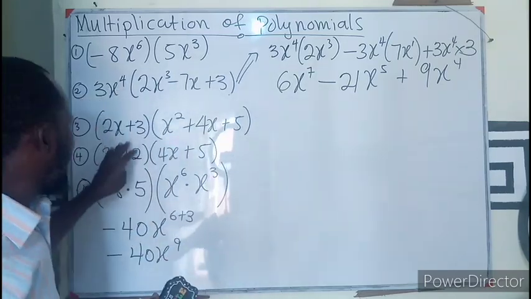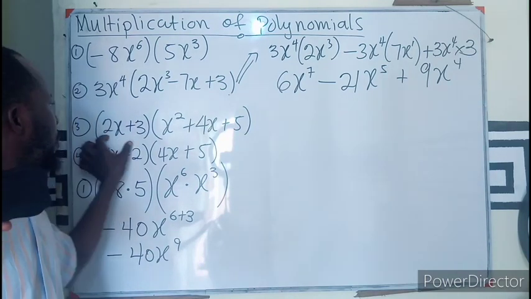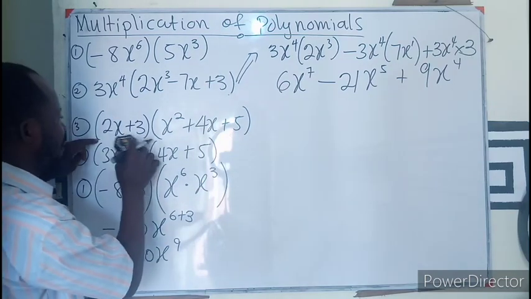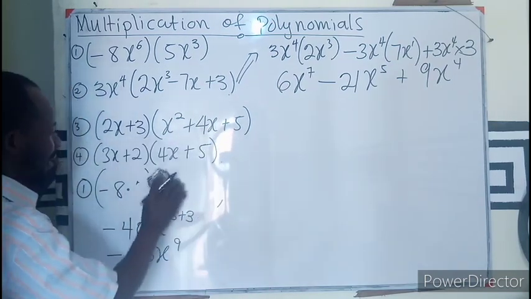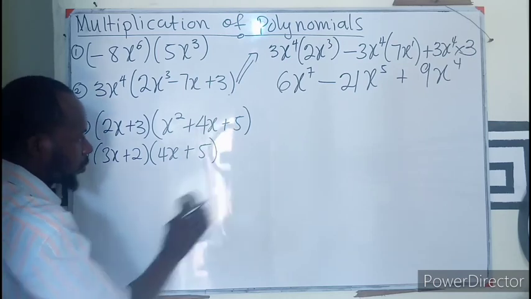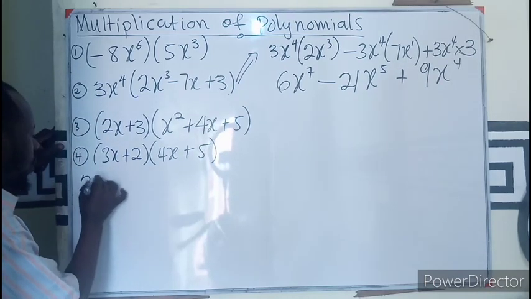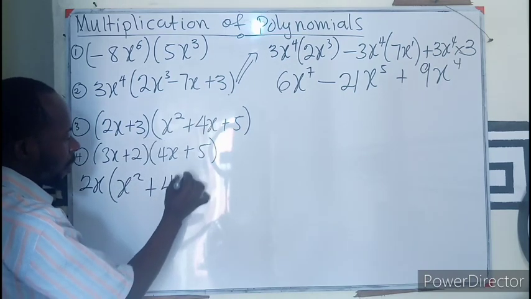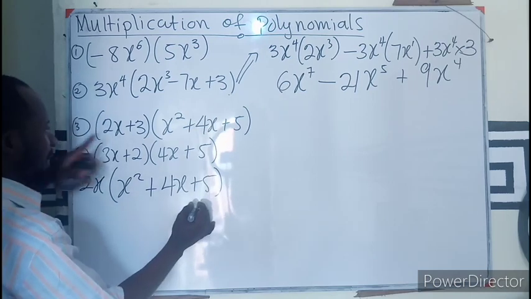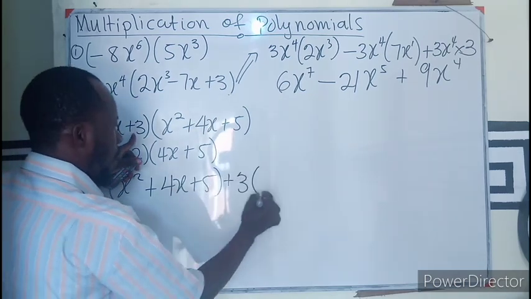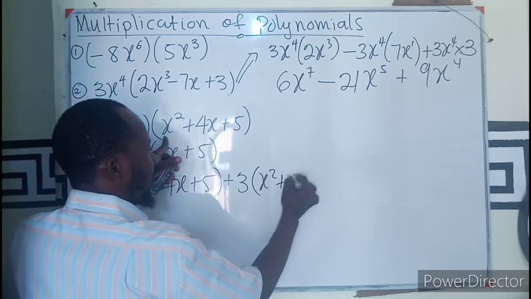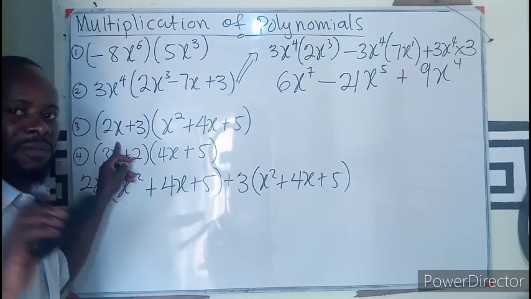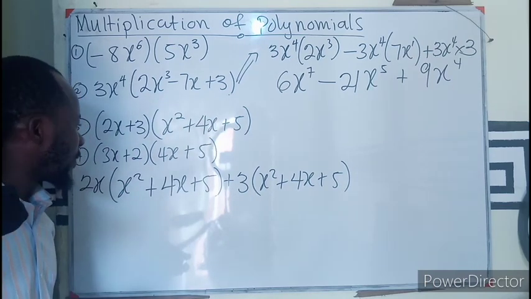Alright. Under this, we are going to follow binomial multiplying trinomial. So it means every term in the first bracket is multiplying every term in the second bracket. So my 2x will now multiply x squared plus 4x plus 5. Then plus 3 will also multiply x squared, 4x plus what? 5. Every term in the first bracket multiply every term in the second bracket.